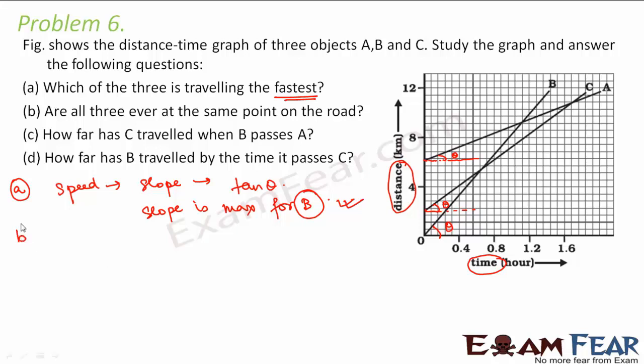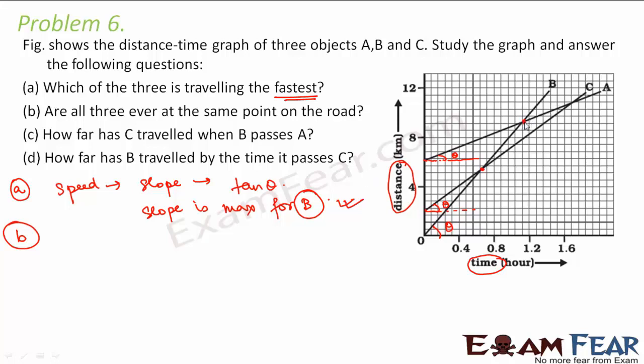Now the next problem. Are all three ever at the same point on the road? Do you think that there is any such point where the three of them, A, B, C, are at the same point on the road? Look at the graph carefully. Do you see any such point where all the three meet each other? See, if you look at this point, B and C meet each other. That means at this point of time, both B and C are at the same point on the road. Similarly, at this point, both B and A are at the same point on the road.